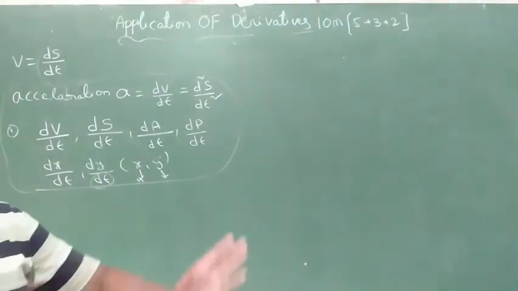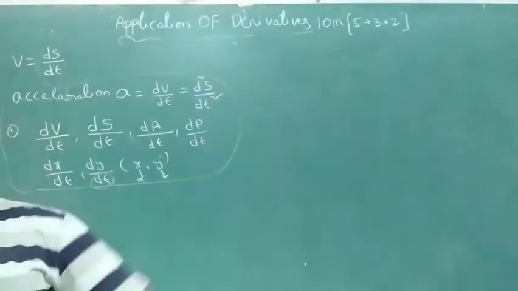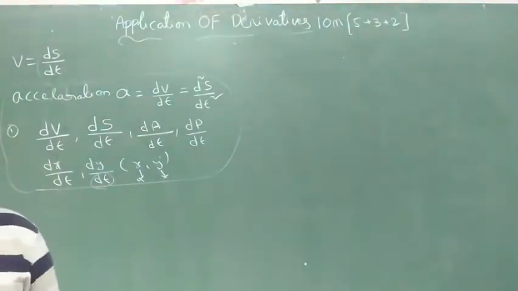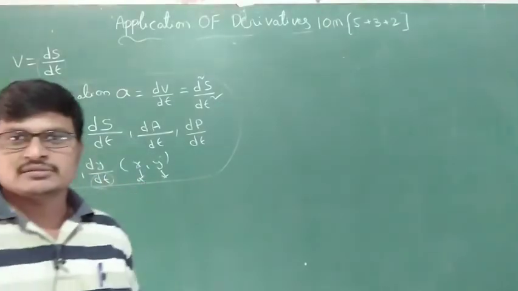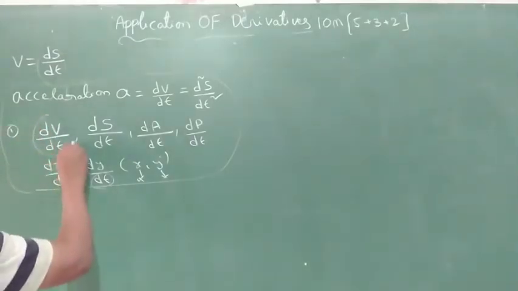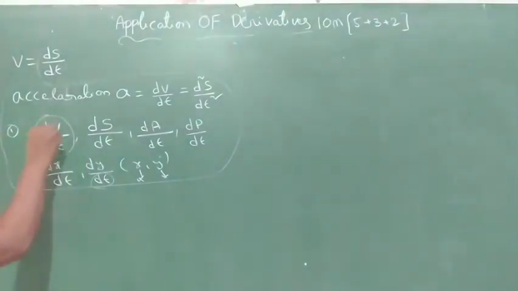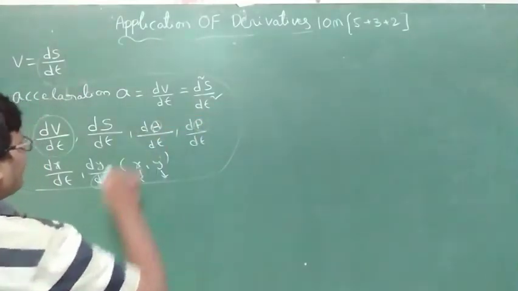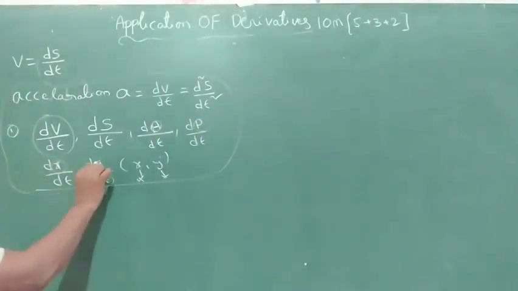Okay, the side of the square is increasing at the rate of 2 centimeters per second. At the same time, what is the perimeter increasing rate? This type of question. You have to remember dV by dt. What is the meaning of dV by dt? The rate of change in volume, the rate of change in surface area, the rate of change in area, the rate of change in perimeter, the rate of change in x coordinate, the rate of change in y coordinate, the rate of change in theta.